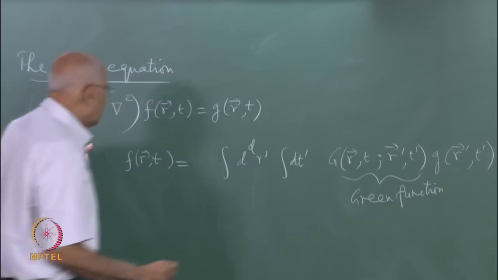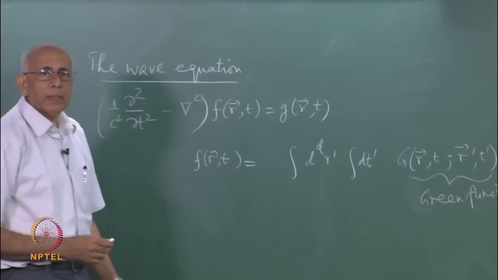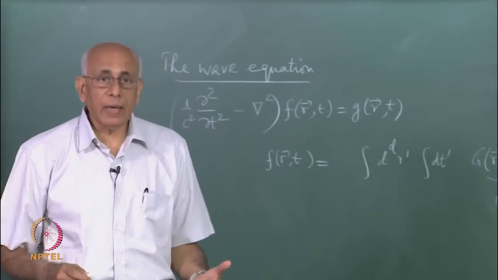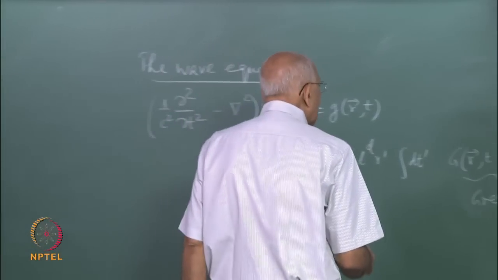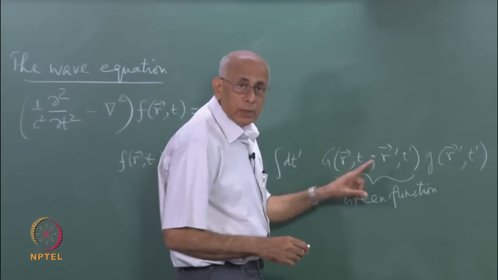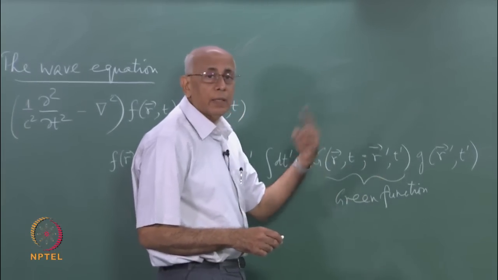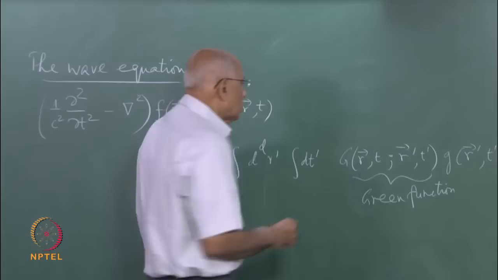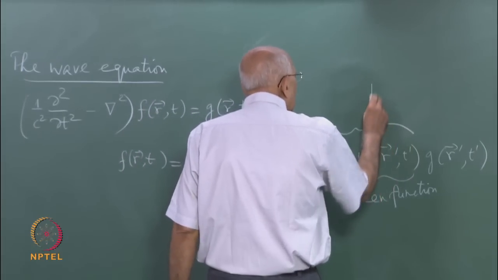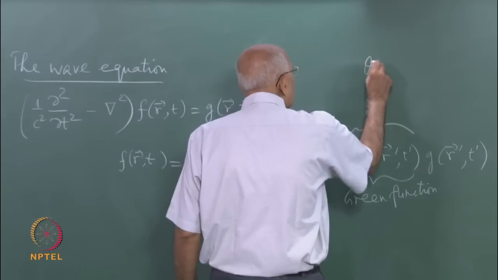This green function of this wave operator, the inverse of this operator, must reflect the fact that we want a causal solution. So this quantity we expect should disappear if t prime is greater than t. It would exist only as long as t is greater than t prime. So in general, I'd like to look for a solution which has this built into it.